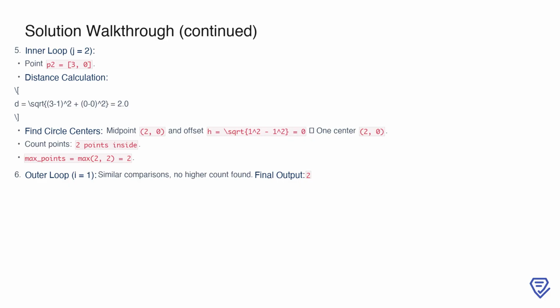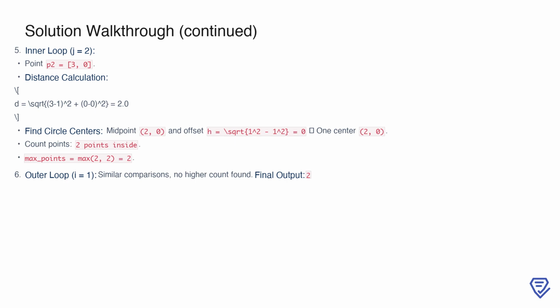Now, the inner loop proceeds to j equals 2, where we compare p1 equals 1, 0 to p2 equals 3, 0. The distance between these points is calculated as 2.0, which is exactly equal to twice the radius. This means the offset for the circle centers is 0, resulting in only one potential center at 2, 0. We count the points that fall inside the circle with this center and find 2 points. Since this count does not exceed the current max_points value of 2, no update is made.